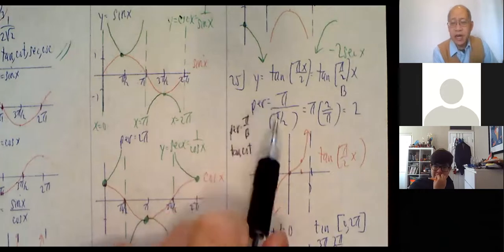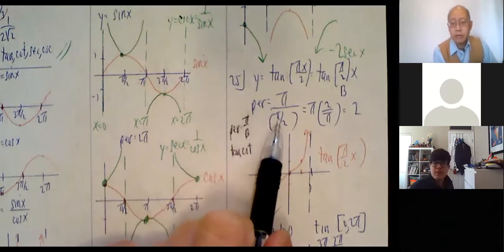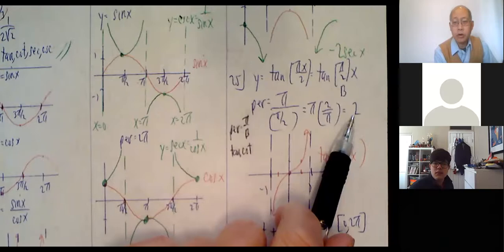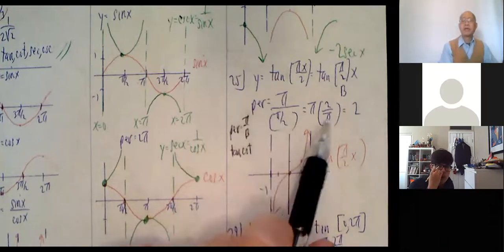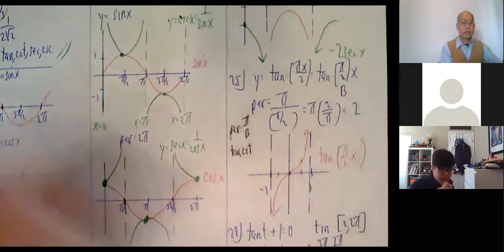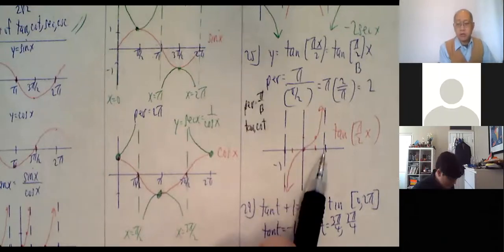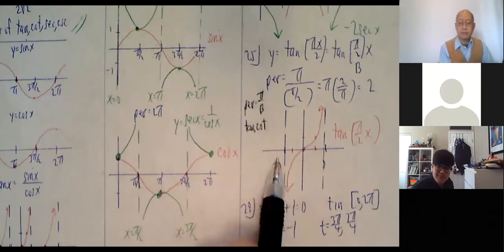So pi divided by pi over 2. If you divide by a fraction, you multiply by the reciprocal. So it's pi times 2 over pi, or 2. So the period is 2. How do I get a period of 2 and it goes through the origin? Then that means I just go 1 unit left and right.